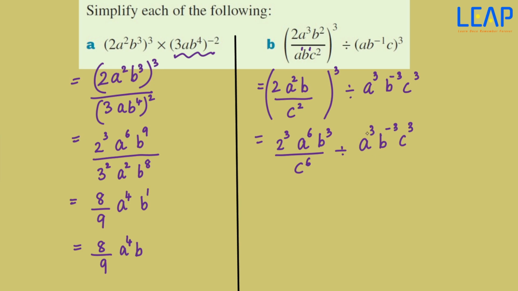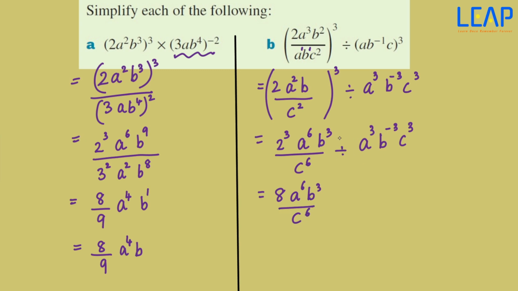If you want, at this stage, you can bring this b to the power of negative 3 down to the denominator to make it positive. It's up to you. Okay. Now I'm going to work with the numbers first, and I have only 2 cubed. I can't simplify that further. I'm going to leave it as 8. And then next is a to the power 6, b cubed over c to the power of 6, right?